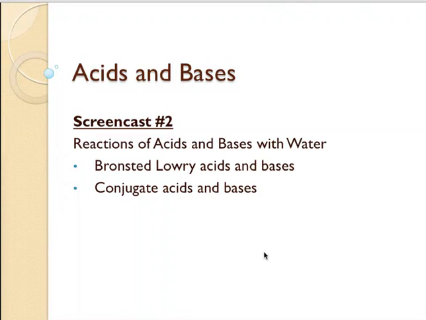All right, acids and bases, moving on. We're going to talk about reactions of acids and bases with water, the definition of Bronsted-Lowry acids and bases, and then talk about what it means to have a conjugate acid-base pair.